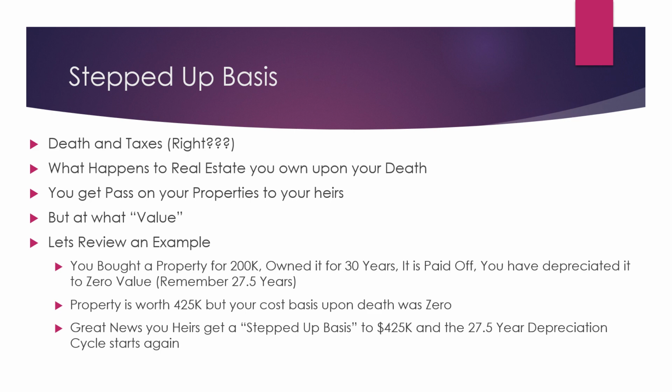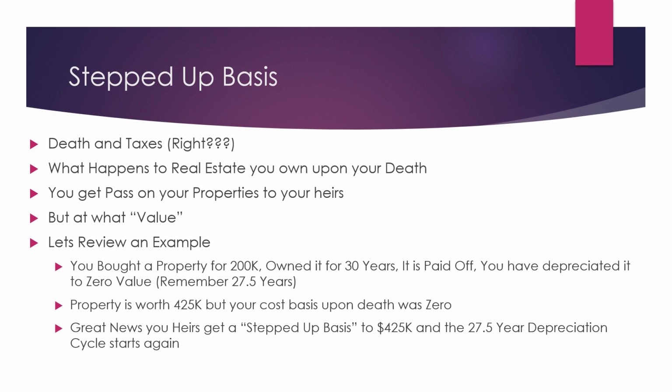But let's go through a big example. So let's say you bought a property for 200 grand, you owned it for 30 years, it's paid off, it's cash flowing great for you, you're enjoying life. You've depreciated it to zero, meaning you've depreciated whatever that purchase price is down to zero. So you never want to sell it because you've got a cost basis of zero. But again, you passed away after living 110 years or whatever it is. Let's just say the property's worth $425,000 now, but again, remember your cost basis is zero.